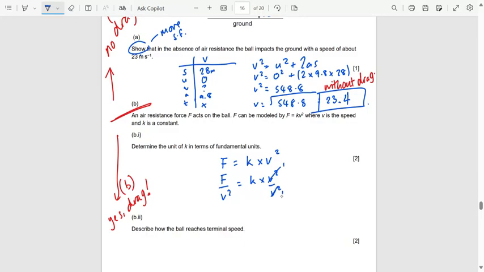Okay, so F over V squared is equal to K. And so if we can find the units of F over V squared, we can find the unit of K. So we know that this is newtons divided by meters per second, squared. Now, newtons isn't an SI unit, so we need to convert newtons into SI.